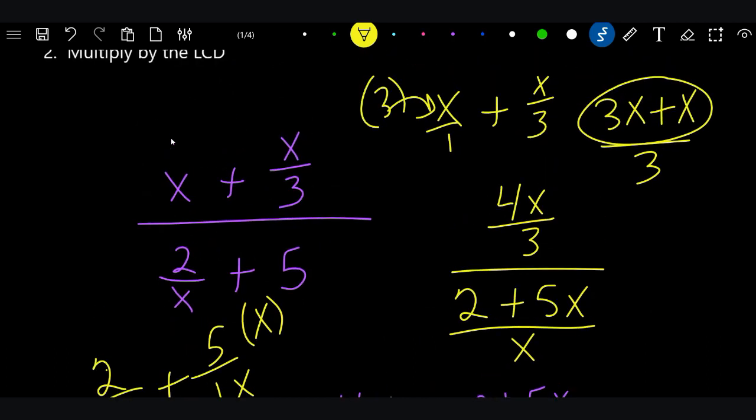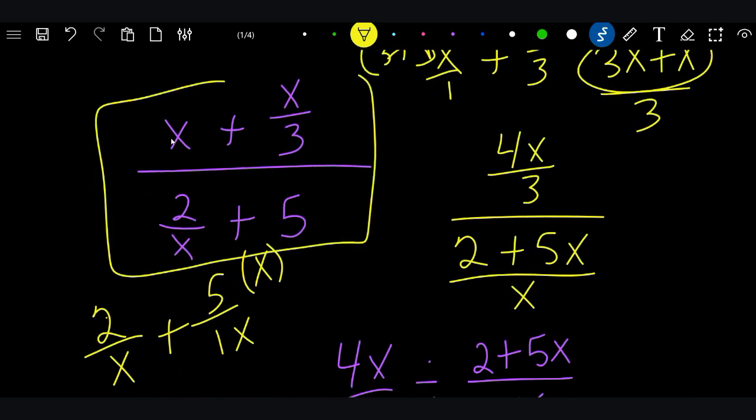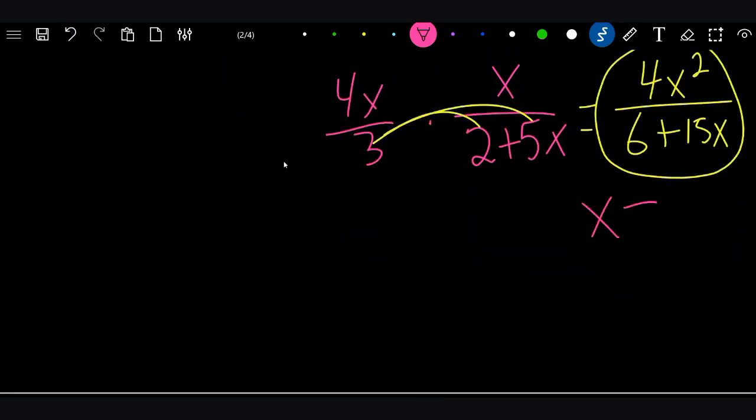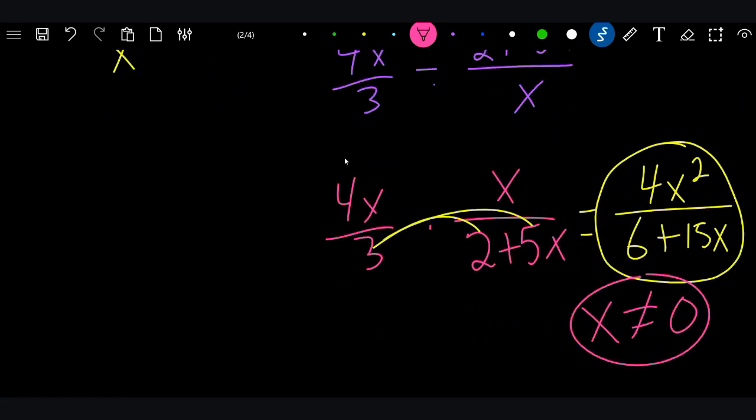So if I go back up here to my original problem, I have to recognize that in my denominator, I do have one denominator here that has an x. So x cannot equal 0, because if that equals 0, then the whole thing becomes undefined. So I do need to put that x cannot equal 0. Those would be my two answers: 4x squared over 6 plus 15x, and x cannot equal 0.